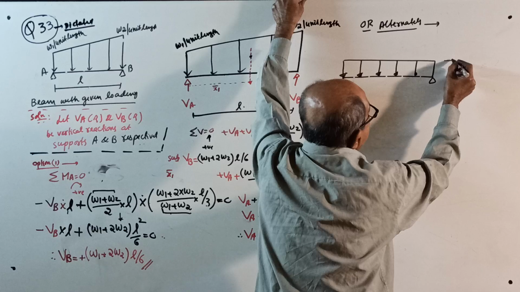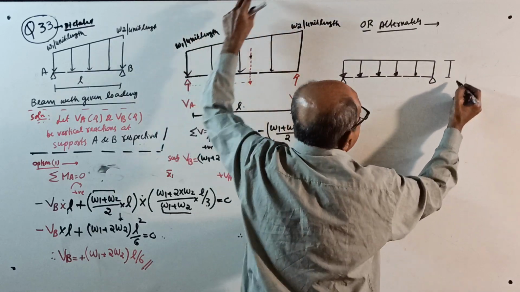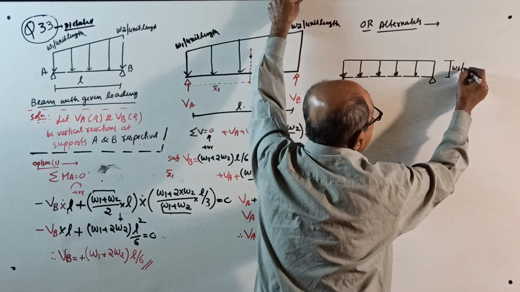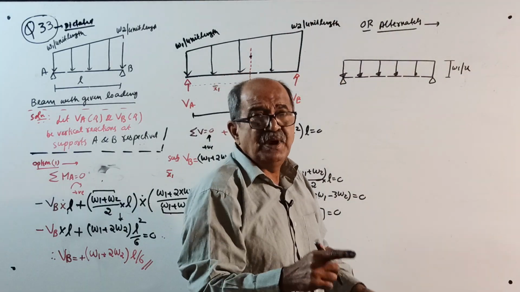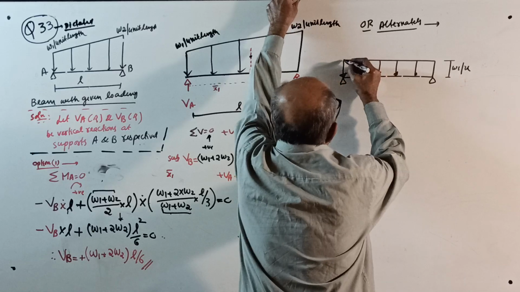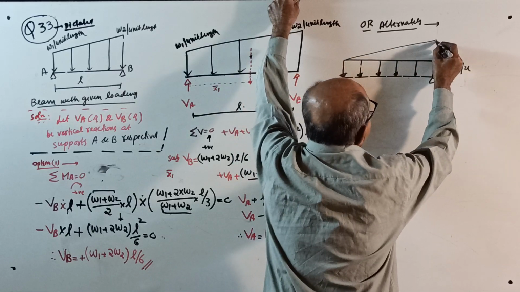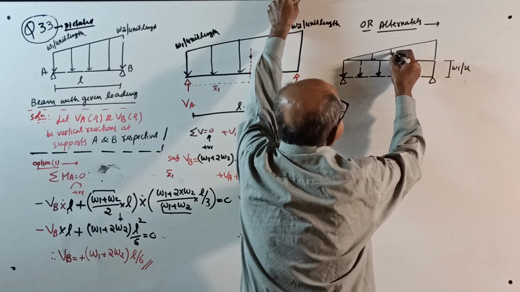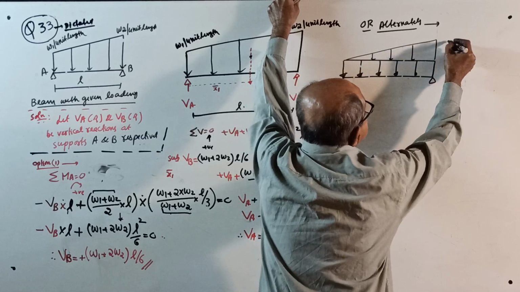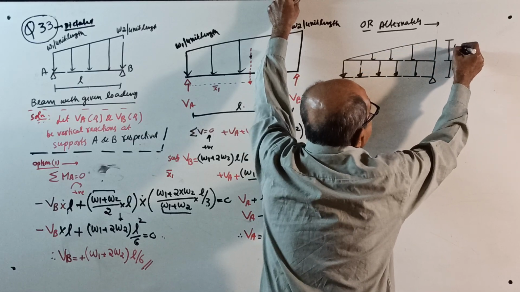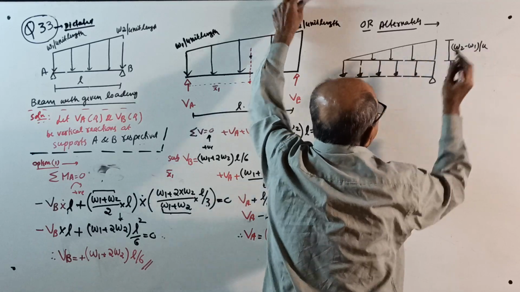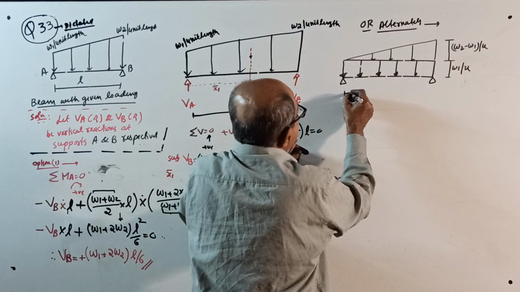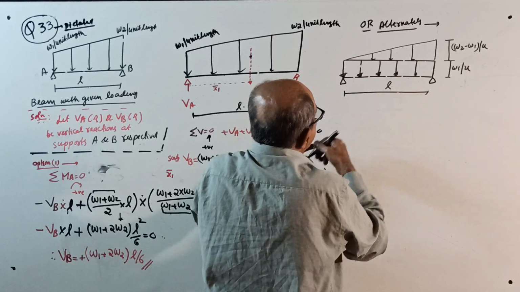Somewhere right here, this is W1. W1 per unit length, no space right there. So not per U, per unit length. One triangle here. Now stagger the arrow marks. This ordinate is W2 minus W1 per unit length. Length is L.